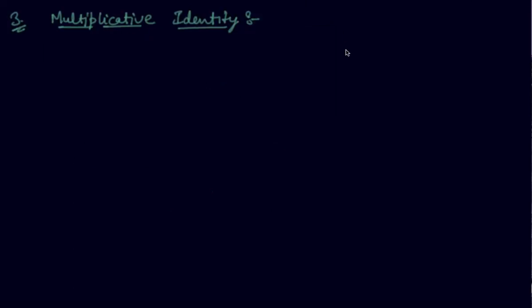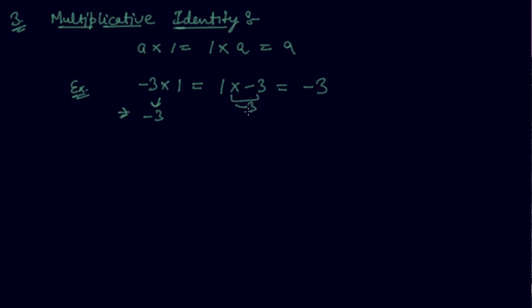So let me write some more properties. The multiplicative identity is another property, which states that if we multiply any number with 1, so let's say a multiply 1 would be equal to 1 multiply a, which would be equal to a. Let us check with one example. If I multiply minus 3 with 1, it will be equal to 1 multiply minus 3, and it will be equal to minus 3, because on the LHS you will get minus 3, and here we are also getting minus 3.